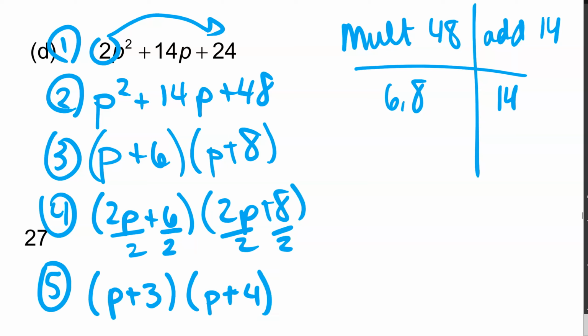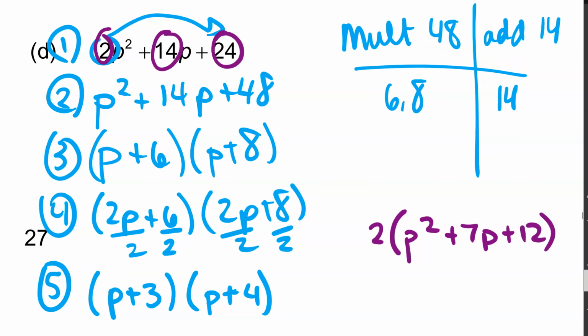The reason is because notice I could have rewritten my whole original equation, pulling out a 2, as p squared plus 7p plus 12. It's because I had this 2 and there's a factor of 2 everywhere. So we could have factored that out at first. And then this doesn't have a coefficient other than 1, so I could have just factored like normal and we would have got p plus 3 and p plus 4.